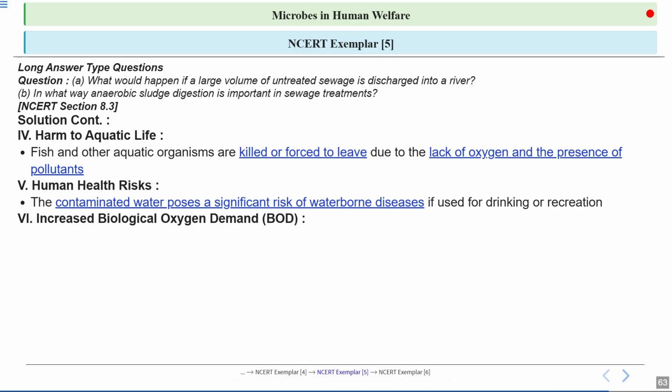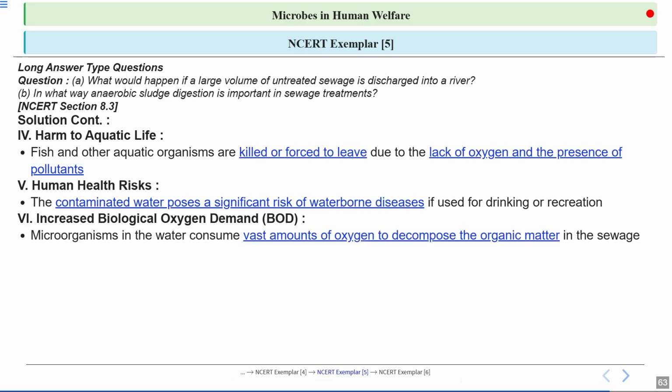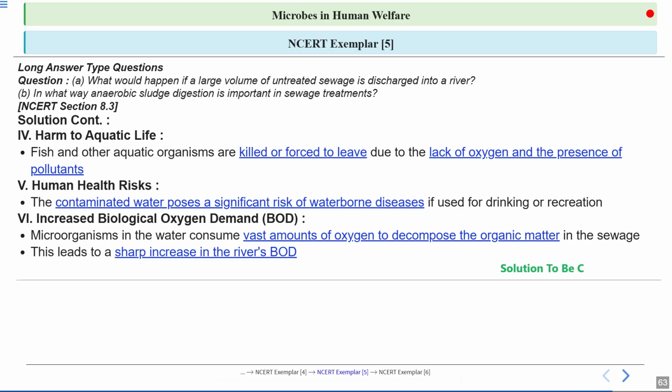Another important effect is the increase in the biological oxygen demand. An increase in BOD means the water is polluted. It is a key indicator of water pollution. Microorganisms in the river use a large amount of oxygen to break down the organic matter in the sewage, and this process leaves less oxygen available for fish and other aquatic life. So BOD will increase if the organic matter is more, meaning if the water is polluted, BOD will be more.